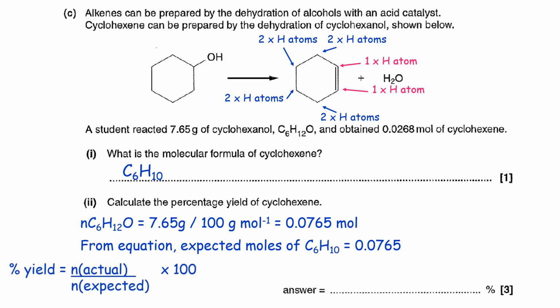Now they told us that 0.0268 moles of cyclohexene were obtained. So that's your actual, and the expected is 0.0765. So in these percentage yield calculations, the smaller number always goes on top, bigger number on the bottom. And in this case, that gives you 35%.